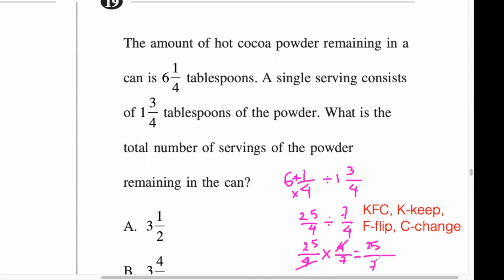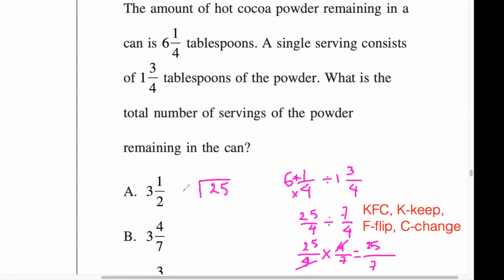Let's divide 25 by 7. Set it up like this. And 7 can go into 25, 3 times. 3 times 7 is 21. And when you subtract, it's 4. So the answer is 3 and 4 over 7. So here we have option B.